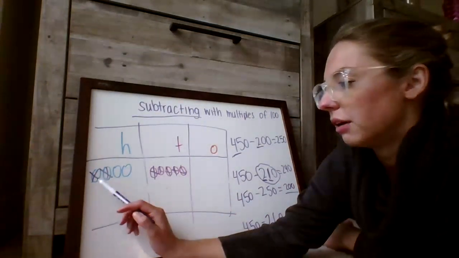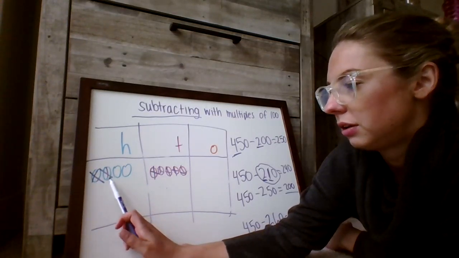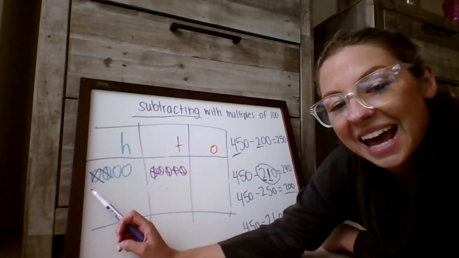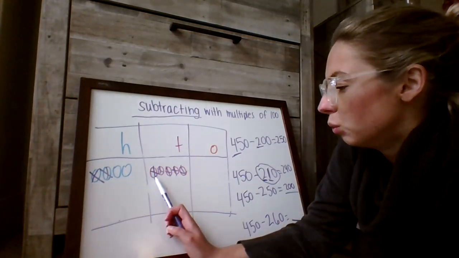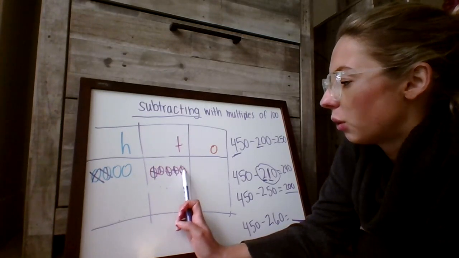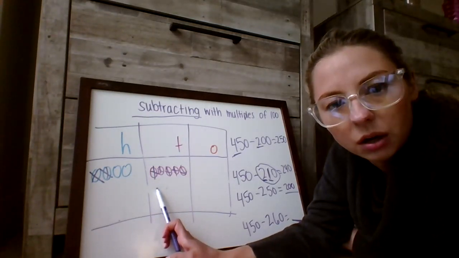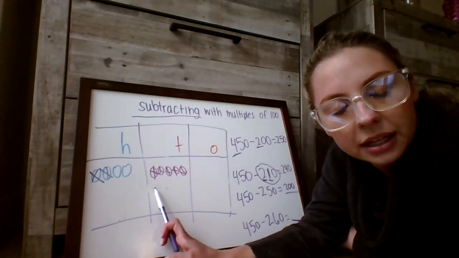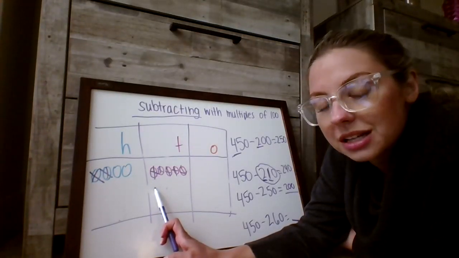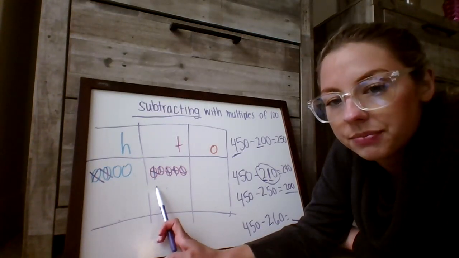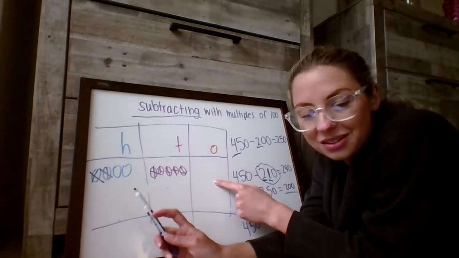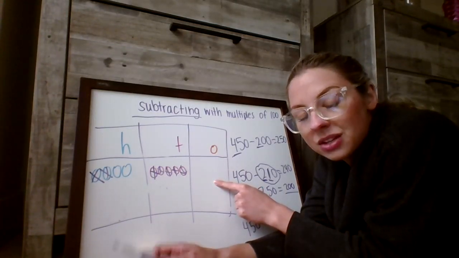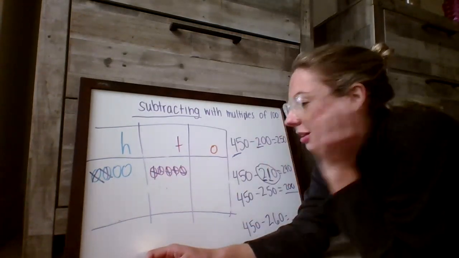Well, we crossed out the 200. Now we need to cross out 6 tens. 1, 2, 3, 4, 5. Uh-oh, we don't have enough. If we don't have enough tens, where am I going to get some tens from to cross out 260? Well, I can't go to the ones because that doesn't make any sense. It needs to be a larger unit so that I can unbundle.